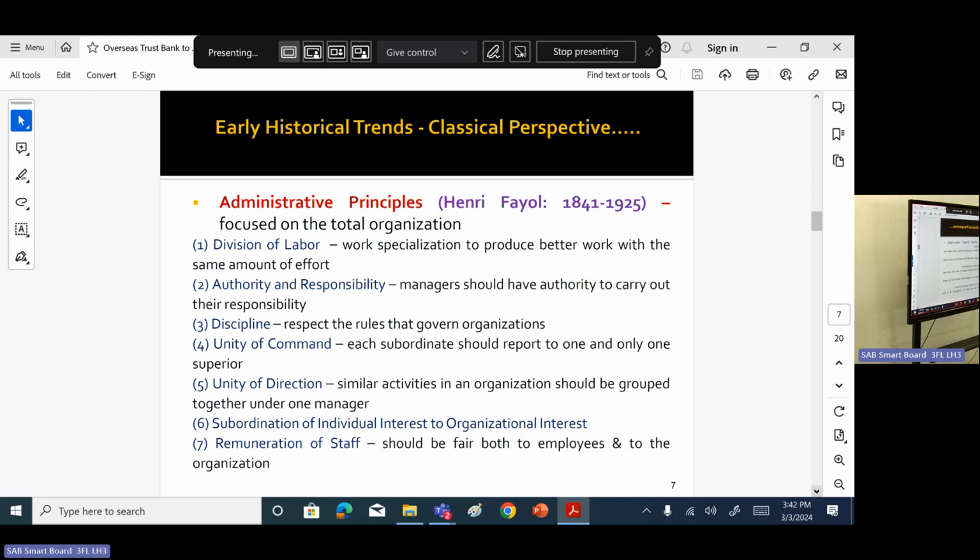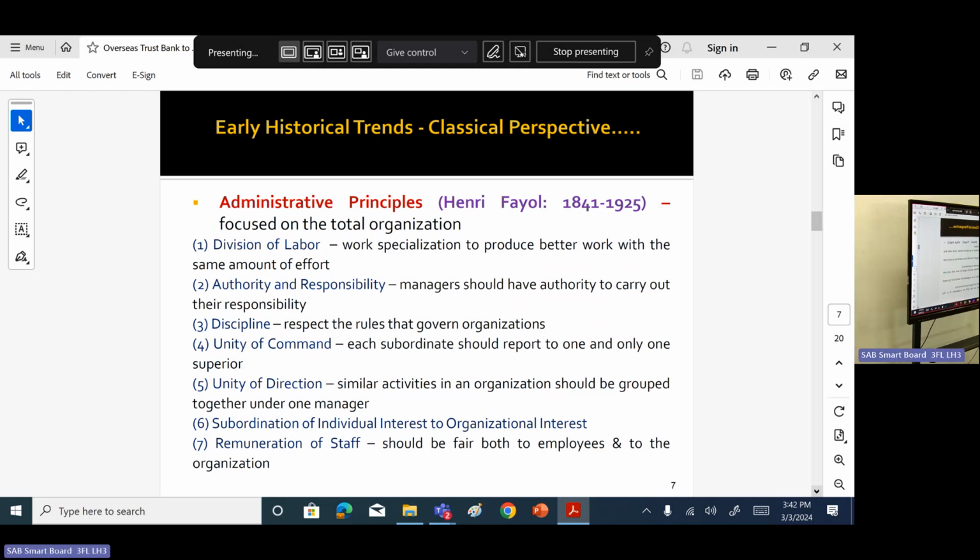Next one, subordination of individual interest to organizational interest. They should be goal congruent. Managers should be able to help achieve worker goals, and that should be directed to achieve the company's overall goals. Goals should be matched.